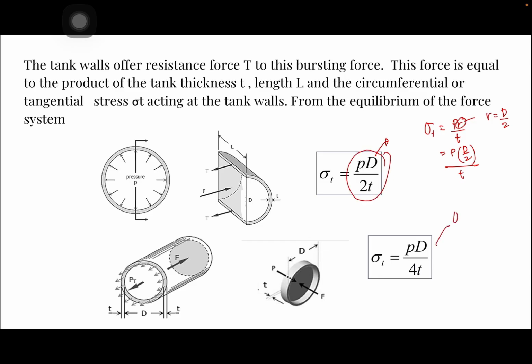Then same goes with the formula of the longitudinal stress, PR over 2T. So just substitute the radius to diameter. The radius is equal to half of the diameter, over 2T. So to simplify our equation, 2 times 2 is 4T. So same with our derived formula.